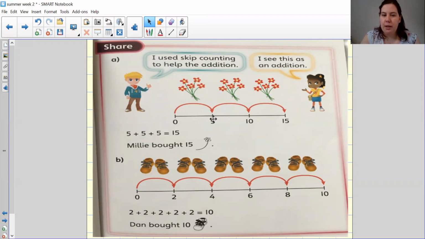As you can see, here's the number line. We've jumped in 1 bunch, 2 bunches, 3 bunches. And I'm going to count in 5s. Count with me: 5, 10, 15. Fantastic. If you've got the answer, I hope.